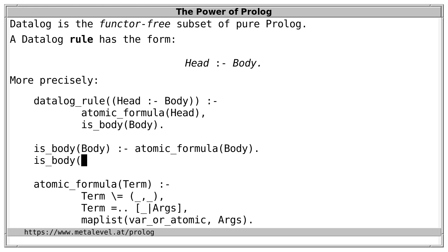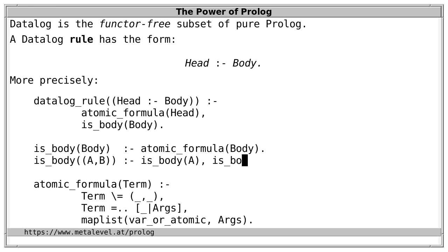And we do this, for example, by adding another clause, where we say that body may also be a conjunction of goals. And a conjunction A, B, which we read as A and B, is a valid body if A is a rule body and B is a rule body. So now we've defined the general shape of Datalog rules, functor-free Prolog clauses. In fact, our definition is too general at the moment, because we haven't constrained rule bodies enough.